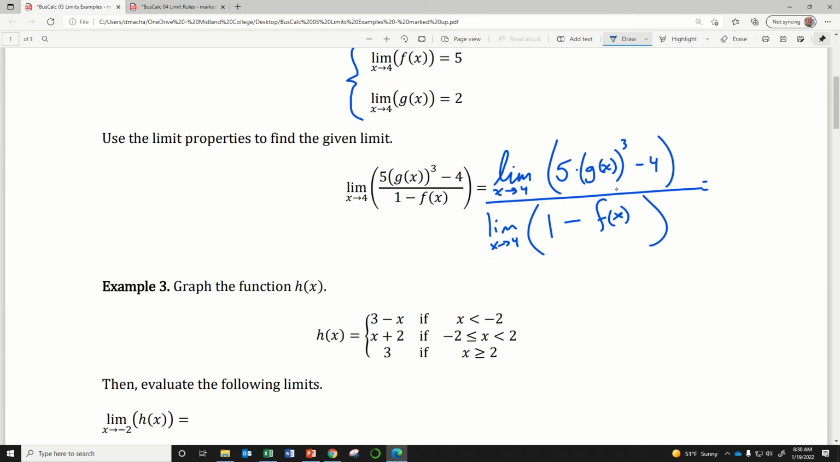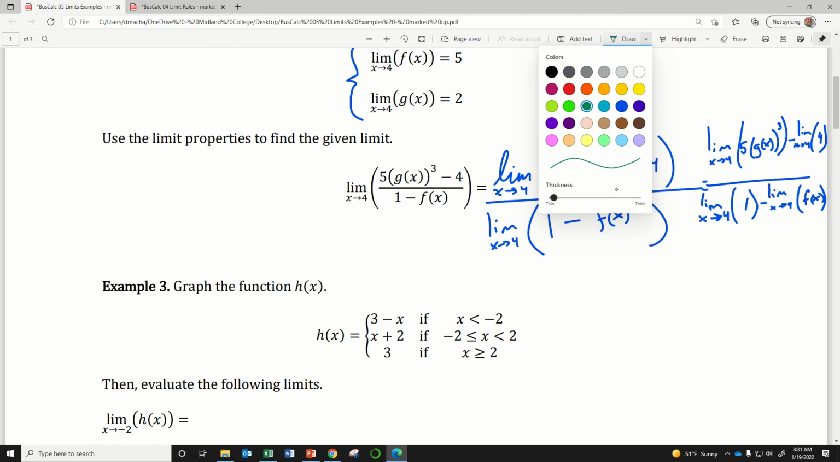Going back to the numerator, that means that I'm taking the limit as x approaches 4 of 5 times g of x cubed, minus the limit as x approaches 4 of 4. And in the denominator, I can use exactly the same idea, because in the denominator I also have a difference inside of that limit, so I can break that into two limits and take the difference of those limits. So the limit of 1 as x approaches 4, minus the limit of f of x as x approaches 4. Okay, so that's my second step.